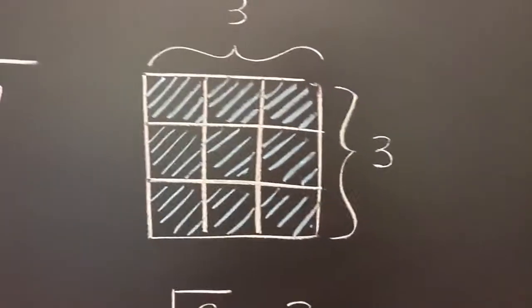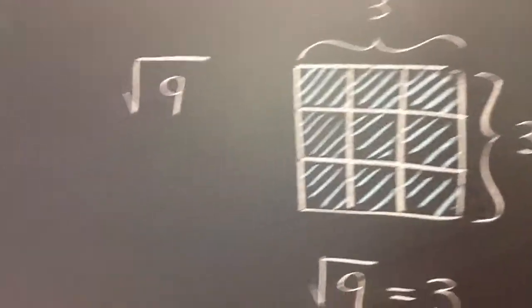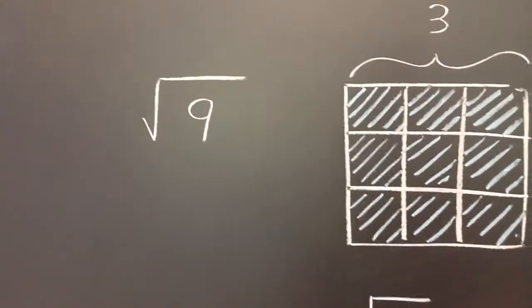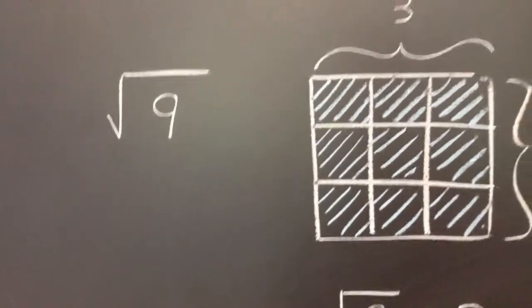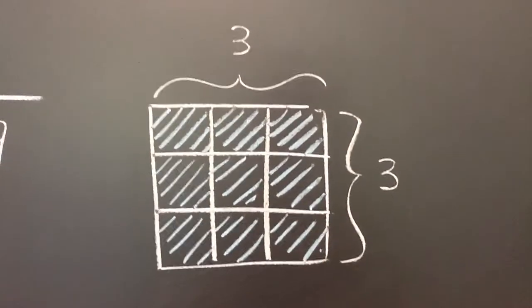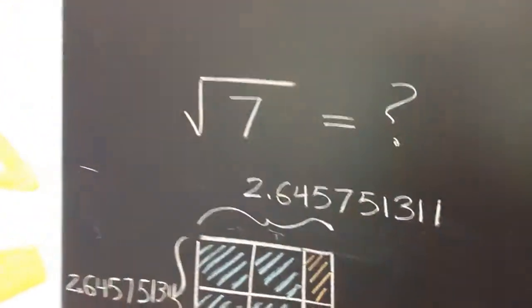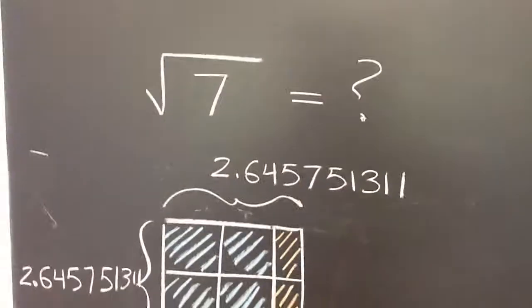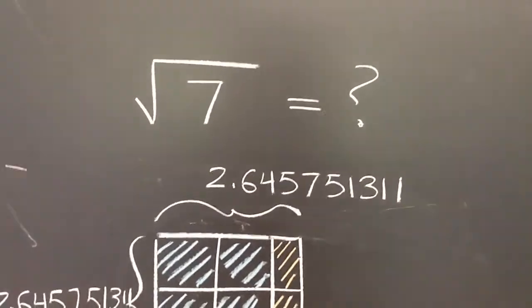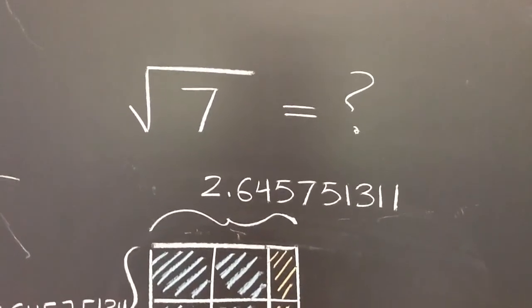of the square. Now, the square root of 9 was a perfect beginning point because it's a nice integer. 3 is a nice integer. So when I'm talking about the square root of 7, I'm not going to get a nice integer. I'm going to get an irrational number, but the idea is still kind of the same.